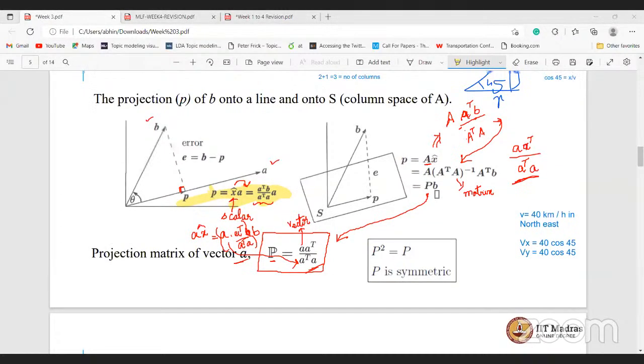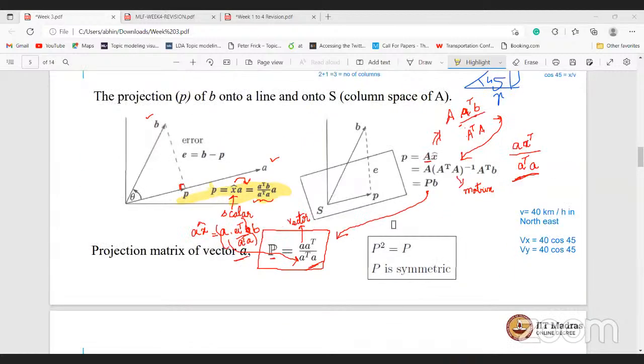Vy should be sine 45. Where? Yeah, okay, correct. You are right, Vy should be sine 45. Thank you, Ravina. So in the flow, I wrote it cos 45. It should be sine 45.